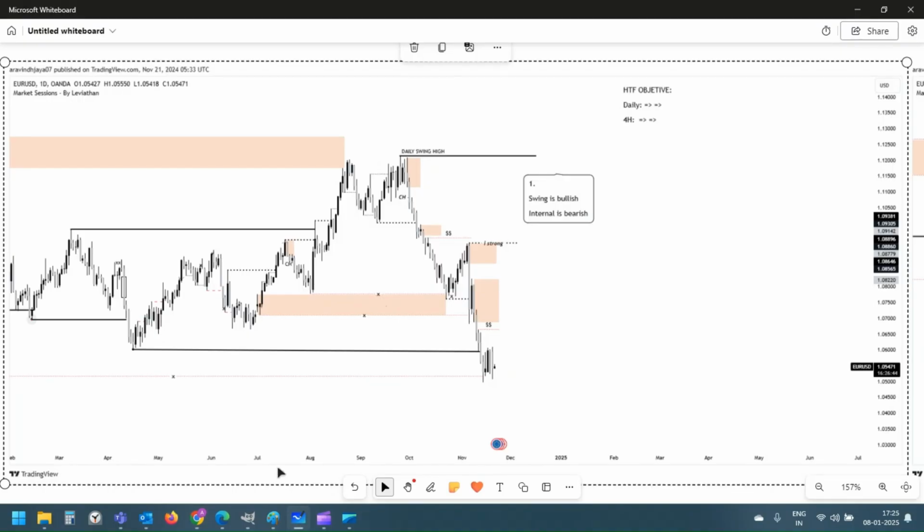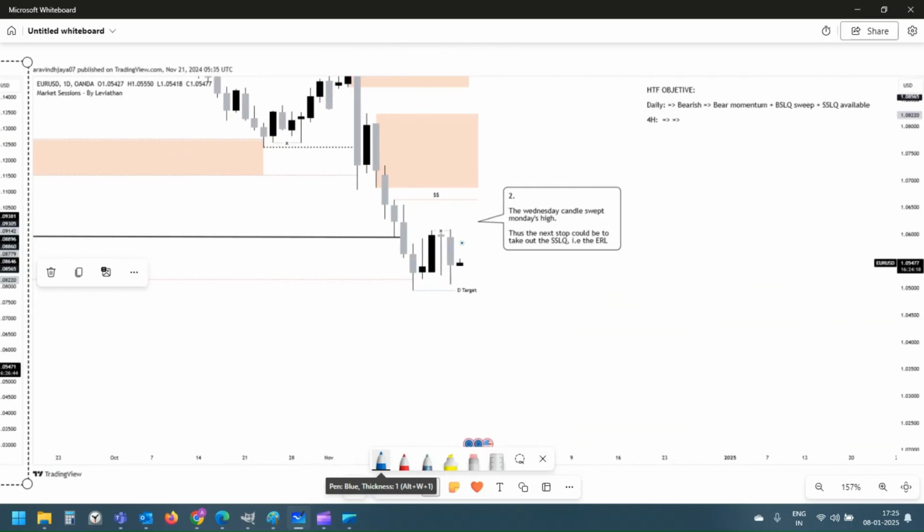Let's jump into the whiteboard and see what happened on this day. Let's start with EU on the daily time frame. The swing structure is bearish, and the internal is also bearish. If I zoom in, price has swept the buy side liquidity, and obviously the target would be the sell side liquidity. Price swept the sell side liquidity first, and then the buy side liquidity. Now it's going to target the sell side liquidity, as price moves from buy side to sell side liquidity.